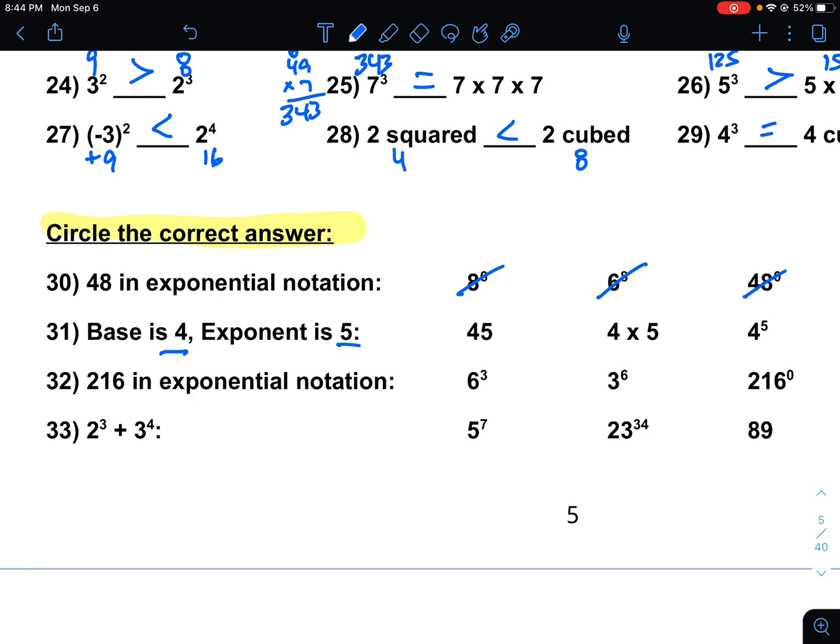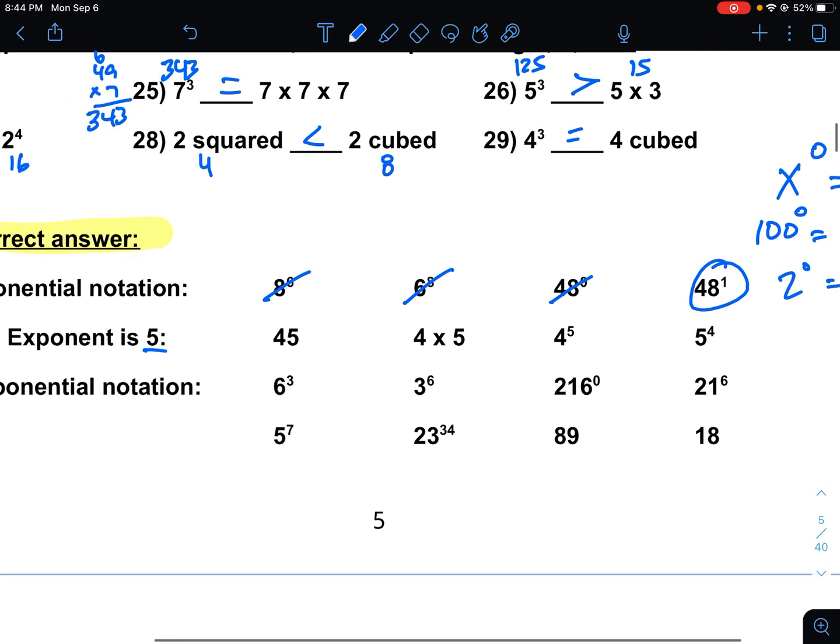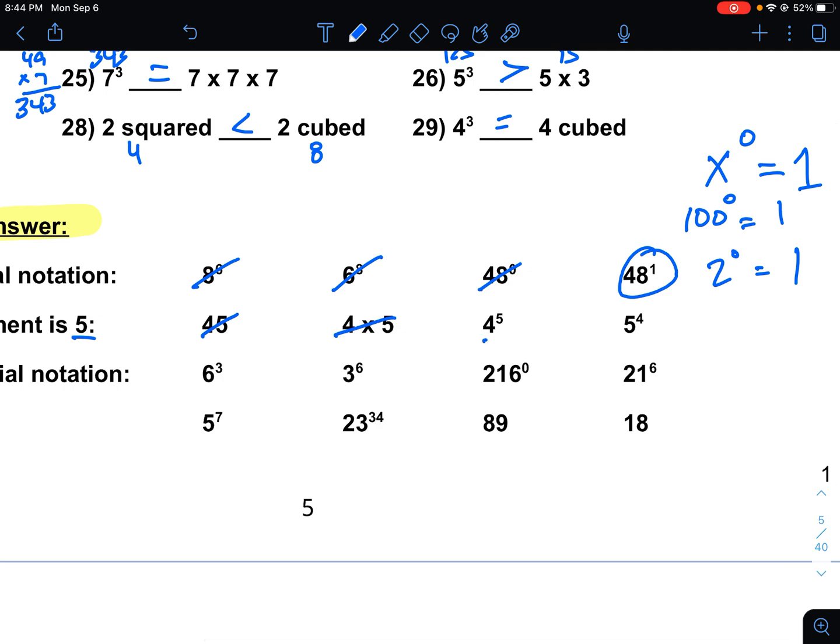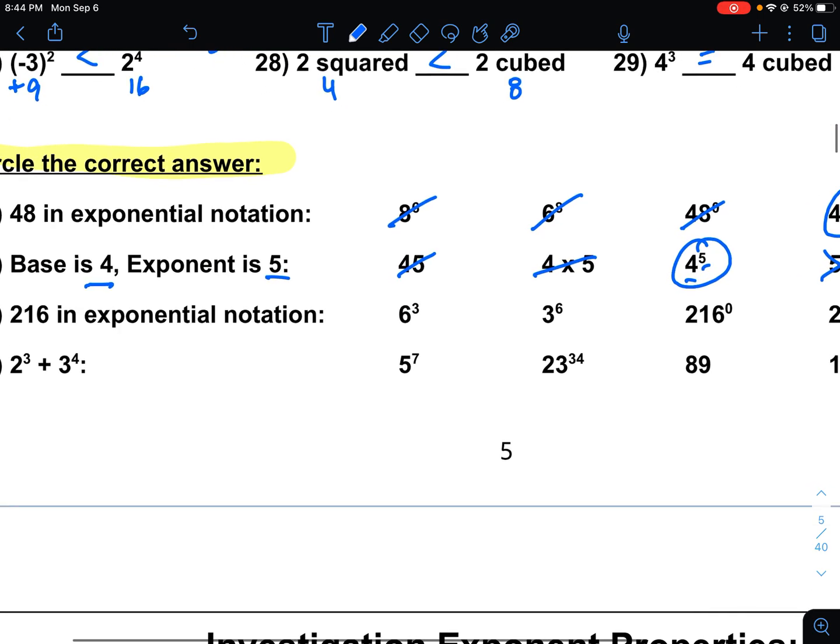Base is 4, exponent is 5. Remember, the base is the larger number. The base right here is 45. Base is 4, but you're multiplying, so multiplying by 5 is not an exponent. Base is 4. Exponent is 5. That is correct. And this is the opposite of that.